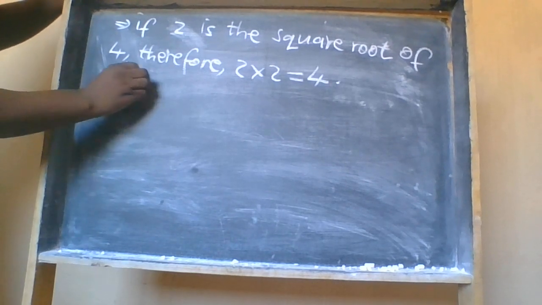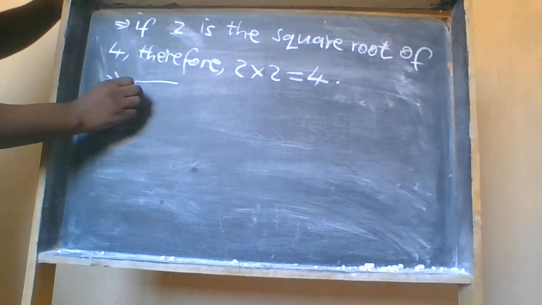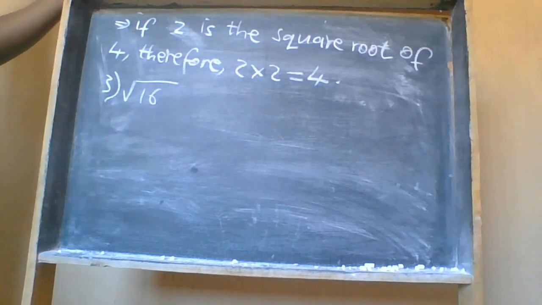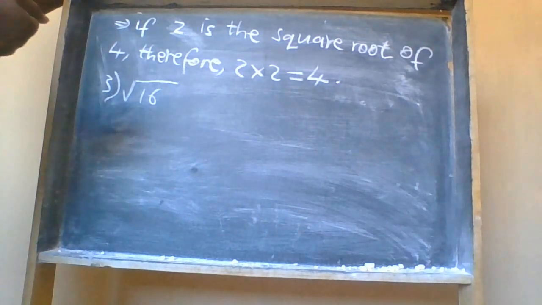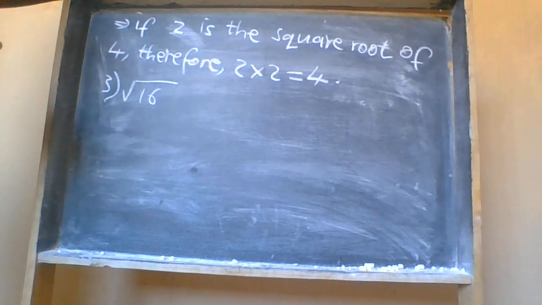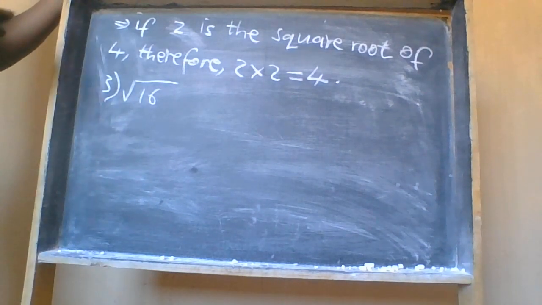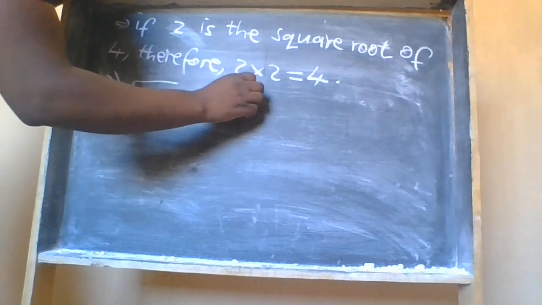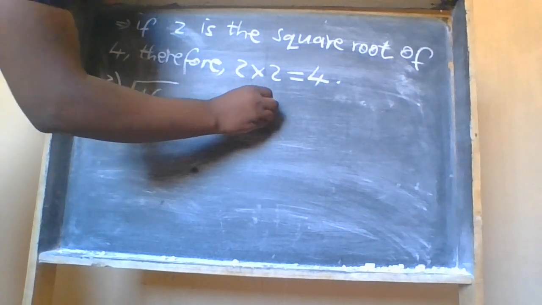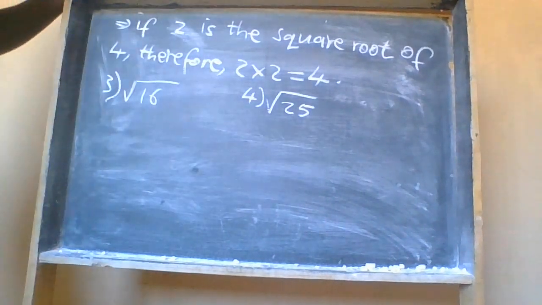Okay, if we look at example 3 here, what is the square root of 16? These are just simple digits that I'm giving you to make you understand the simplest way you can go about finding the square root of a number. Then example 4 also says the square root of 25.